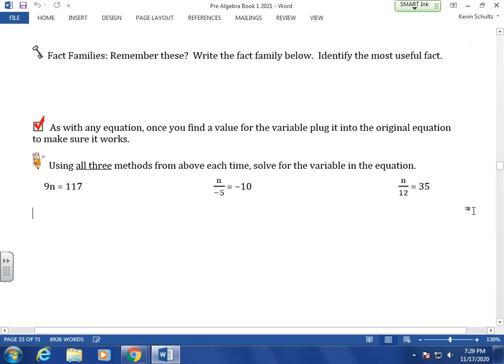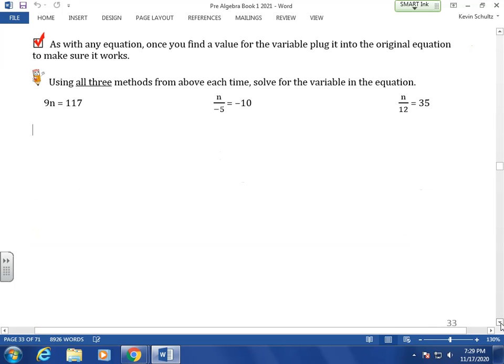Using all 3 methods from above, note we're only going to be using opposite operations here. But we have 9n equals 117. Now what this is saying is that whatever n is, 9 of them make 117. 9 n's make 117. Do we care what 9 n's is? No. We want to know what 1 n is.